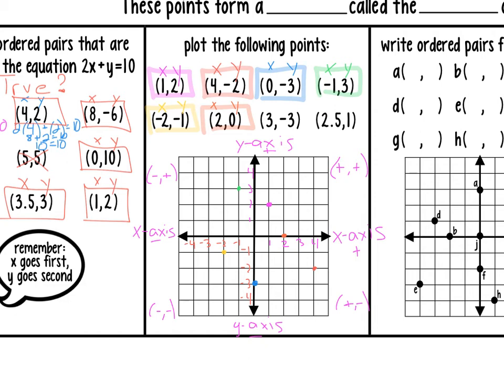Next we have the ordered pair 3, negative 3. So our x is positive 3 and our y is negative 3. So from the origin, I will move right 3 and then down 3. So we are in quadrant 4.